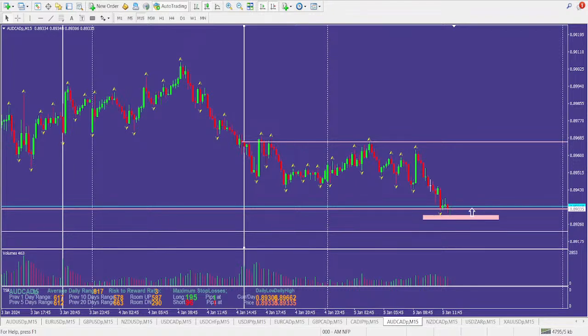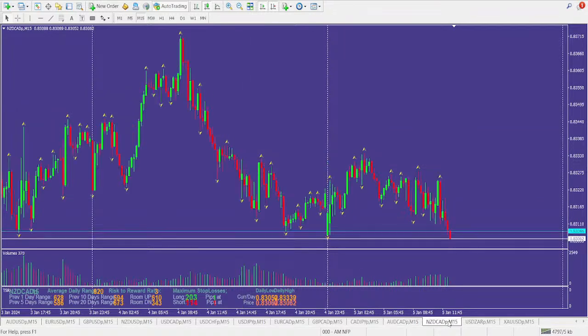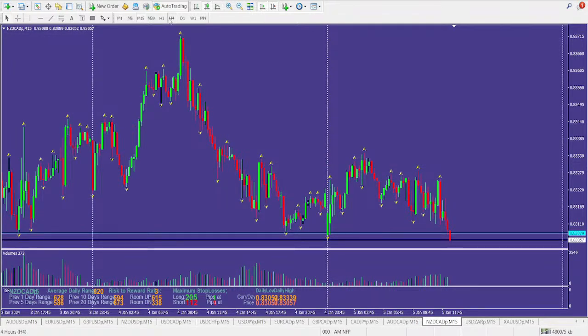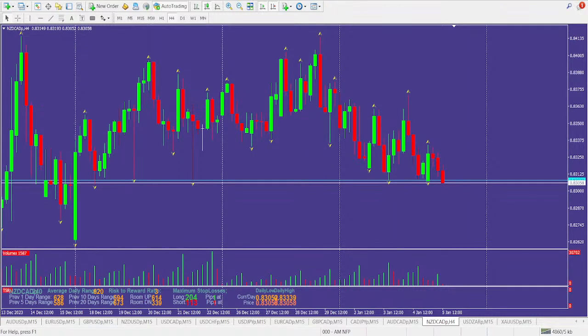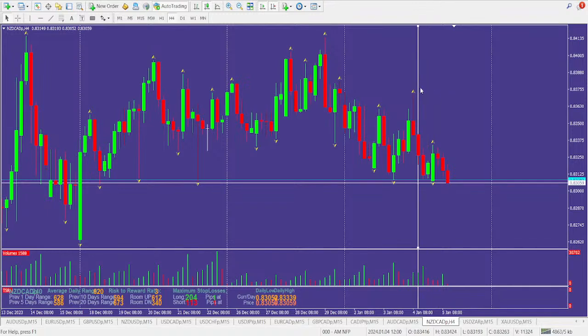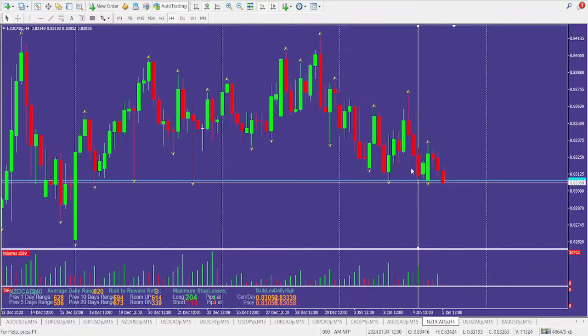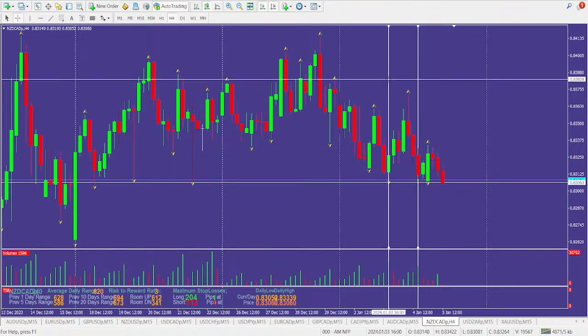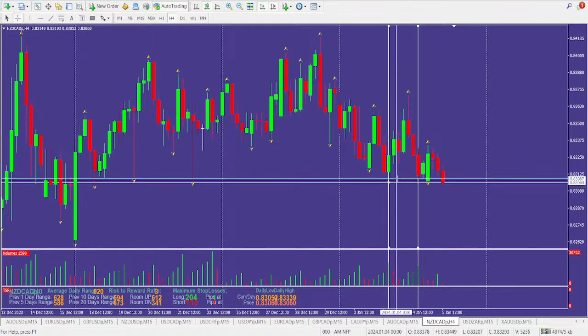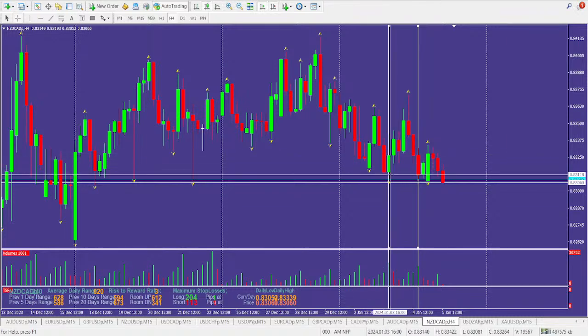Right, next is going to be NZDCAD. So NZDCAD, starting on the 4-hour time frame, we've got a potential level over here. Could be a supply level, not sure. So next potential supply level will be this one over here. Actually, no. This could be a potential demand level.